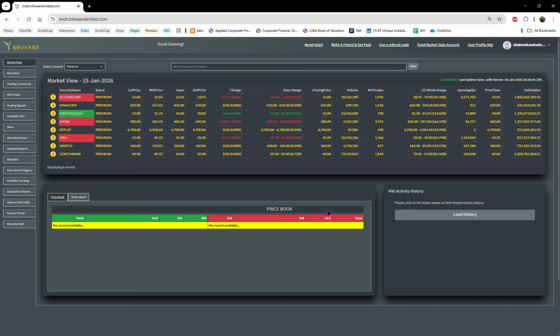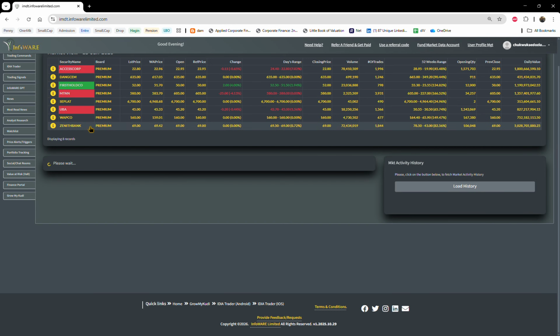This tutorial explains what the order book means, how it works, and how investors can read it in real market conditions. For context, the NGX trading period is between 10 a.m. and 2:30 p.m. The market opens by 10 in the morning and closes by 2:30 in the afternoon. Now, let's dive right in. Let's use MTN as a case study.